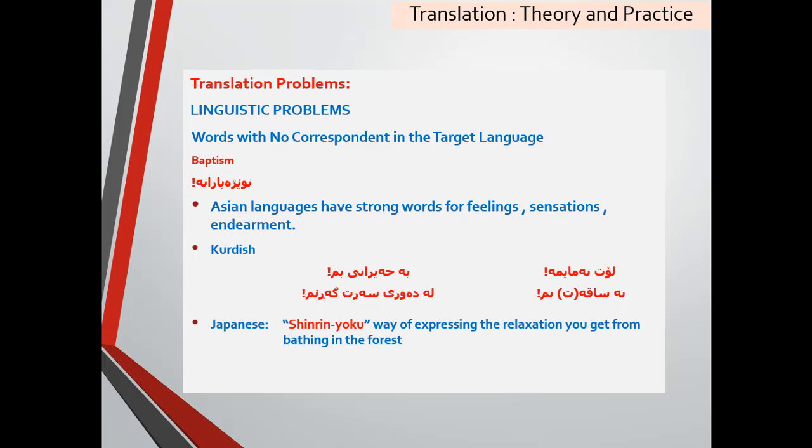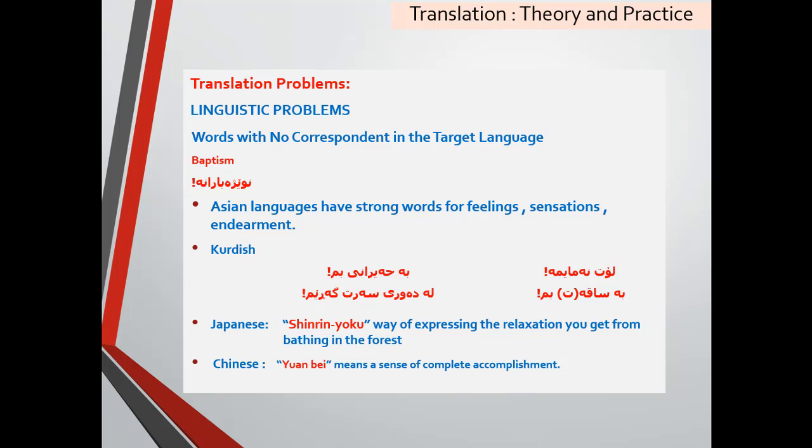In other languages like Japanese, for example, they have a special word to express the relaxation you get after you bathe in the forest. For example, shinrin-yoku is the term used in Japanese, but we cannot translate that into other languages because this is not found in the other cultures. It is usually related to the Japanese culture. And in Chinese also we have yuan man, which means a sense of complete accomplishment.